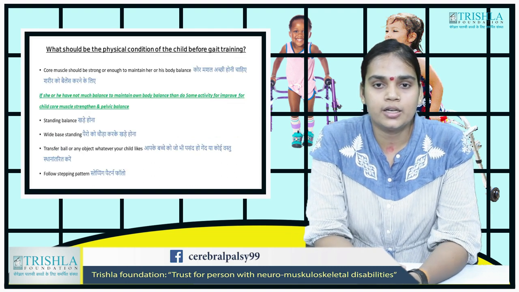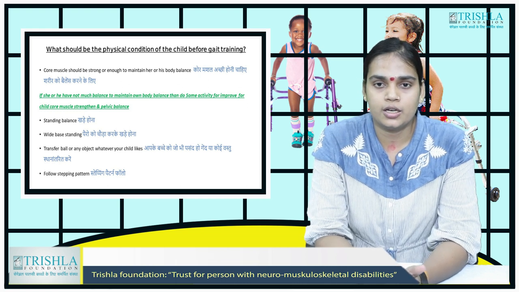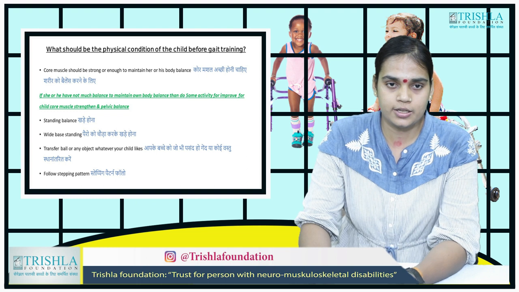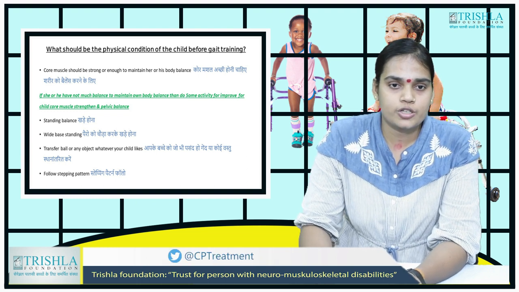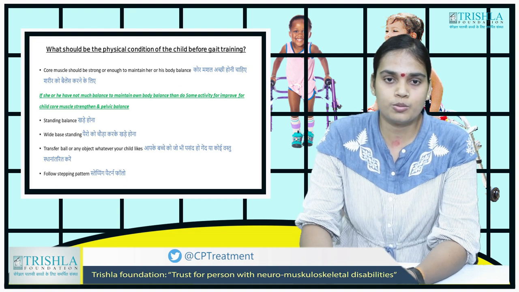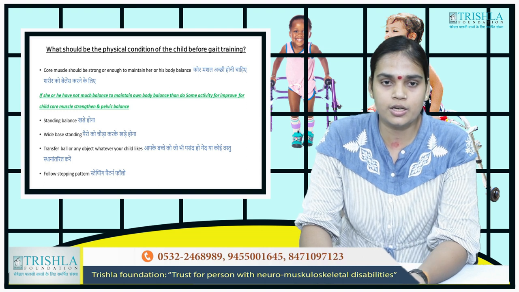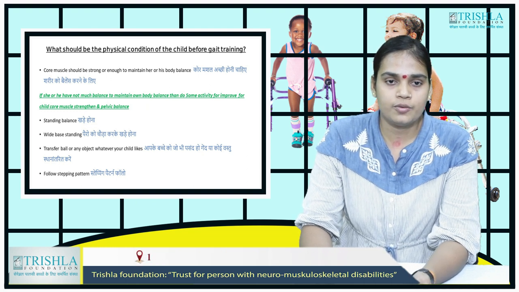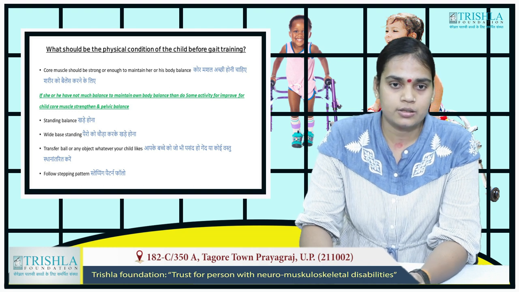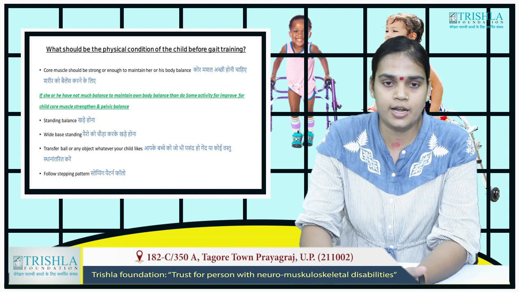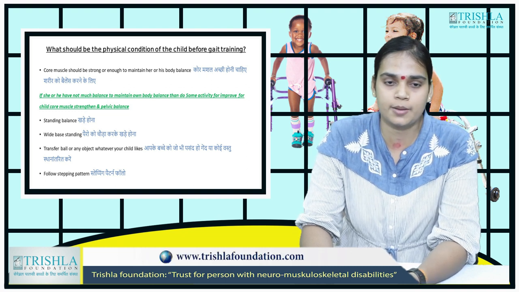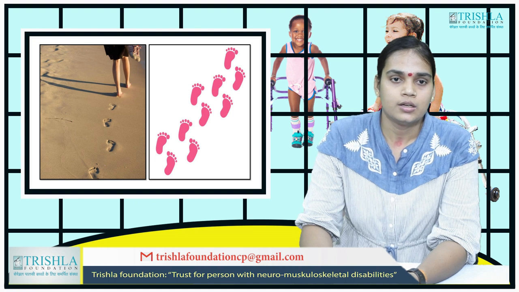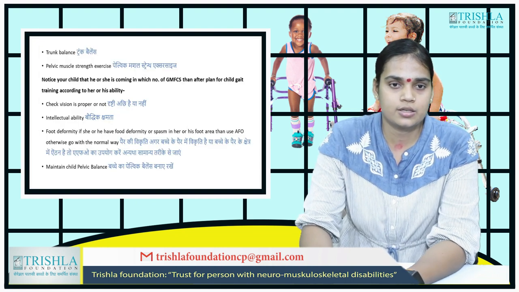What should be the physical condition of the child before you start gait training? The core muscles should be strong enough to maintain the child's body balance. Second, if your child does not have enough balance to maintain their own body balance, then do some activities to improve muscle strength or pelvic balance. Now we can do standing balance, wide base standing, or transfer a ball or any object, whatever your child likes. Follow a stepping pattern like this. You can see the pictures like this. And trunk balance, pelvic balance, strength exercise.